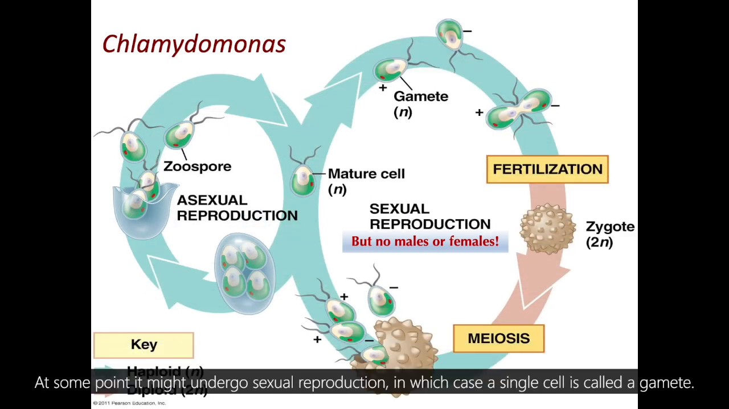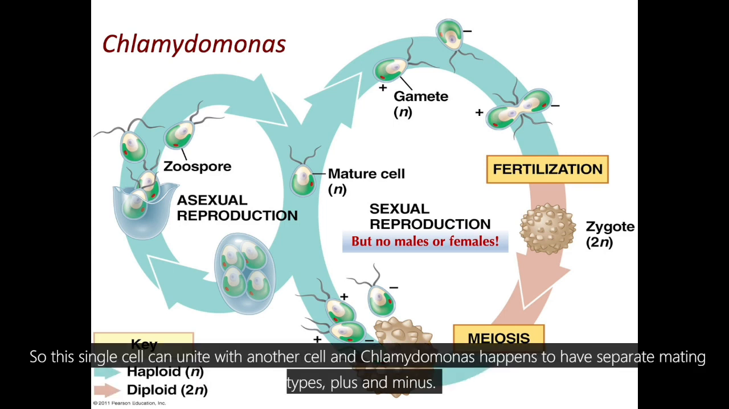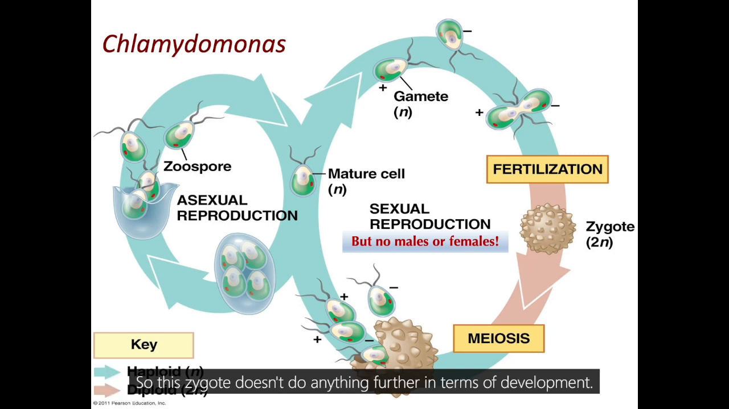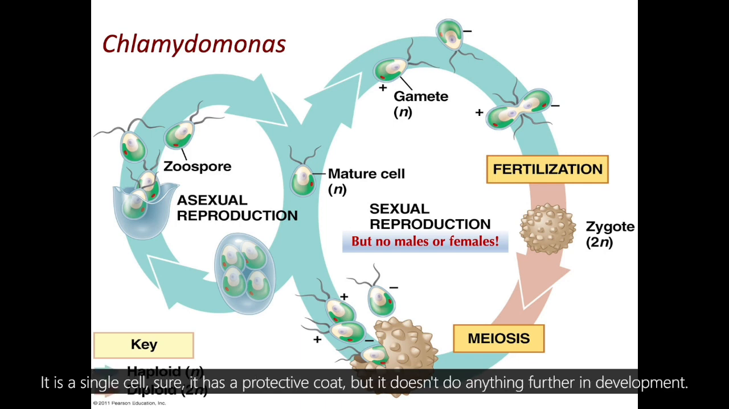At some point, it might undergo sexual reproduction, in which case a single cell is called a gamete. So this single cell can unite with another cell, and Chlamydomonas happens to have separate mating types, plus and minus. So here you can see the process of fertilization. And fertilization results, of course, in a zygote. So this zygote doesn't do anything further in terms of development. It is a single cell. Sure, it has a protective coat, but it doesn't do anything further in development.